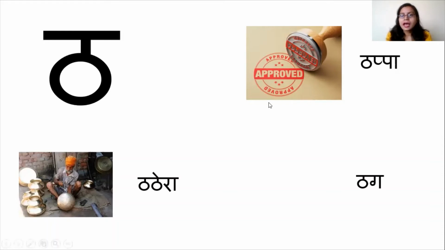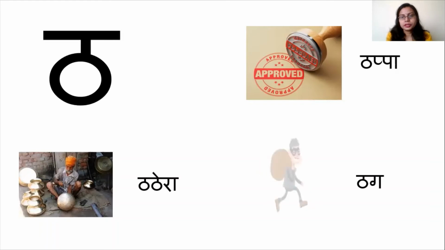That stamp in Hindi is called thappa. You can see here this is circle in shape, and if we dip it in a color, and then put it on a book or a paper, then we can see the name printed on it. So that is called thappa.